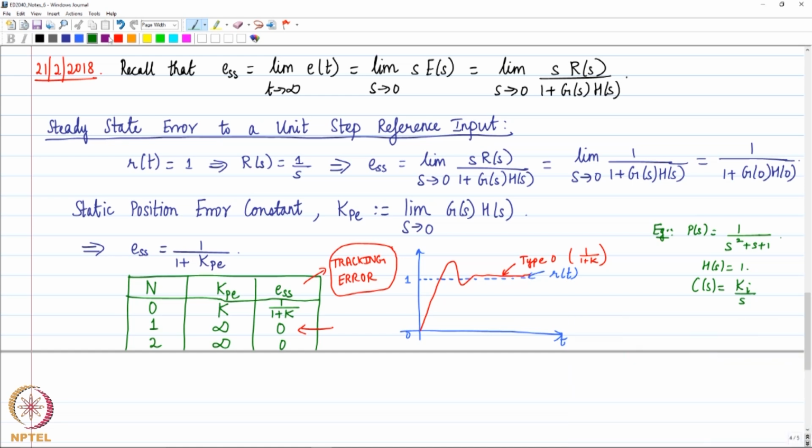If my plant transfer function already had a pole at the origin, I don't need an integral controller to make the steady state error go to 0. I can use proportional control itself. So the key thing is that if I want to track a unit step input with 0 steady state error, the only thing I need to check is whether the open loop transfer function has a 1 by s term.